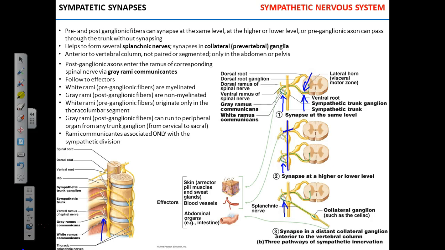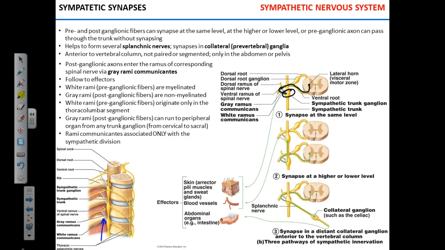Now, let's go back to the picture on the right. Preganglionic fiber, preganglionic neuron, goes from the lateral horn through the spinal nerve to the sympathetic trunk, all at the same level. Does that make sense? It doesn't change the levels. Can it synapse there? Sure. Yeah, sure. Why not? You can just see that's the synapse right here.